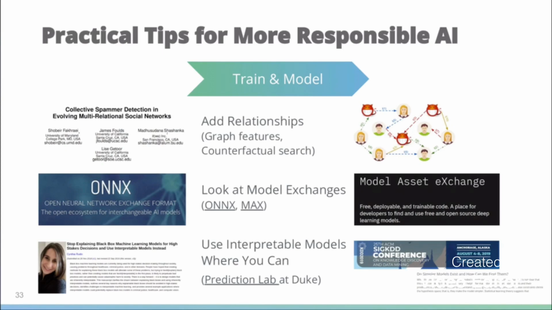There's a researcher, Cynthia Rudin. I've got a little picture of her here. Again, links to some sessions that she's done recently this year that make some of her work on interpretable models freely available at the Prediction Analysis Lab at Duke University.